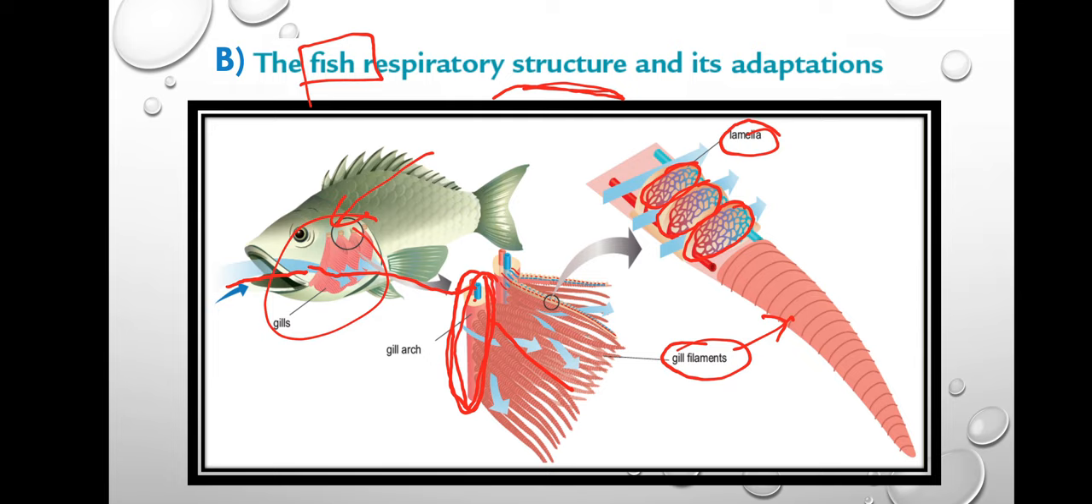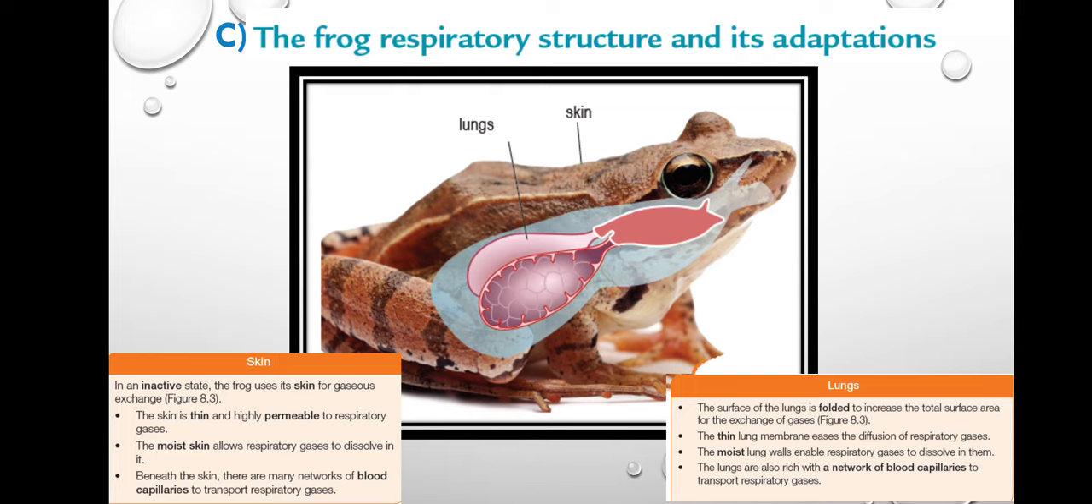Okay, so that is about fish. Now we have frog. Okay, so again we will see the structure. Since the frog is going to breathe through the skin and the lung, we have to see how the skin fulfills the 4 adaptations and also how the lung fulfills the 4 adaptations.